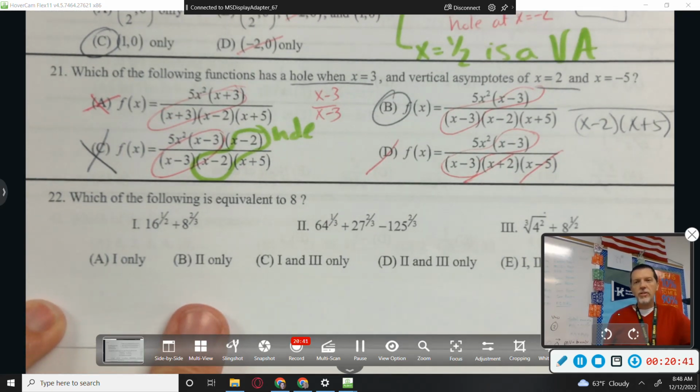That one's kind of tricky until you realize there's a hole, top and bottom. All right, we'll stop there. Again, I'll post other videos for the other problems.